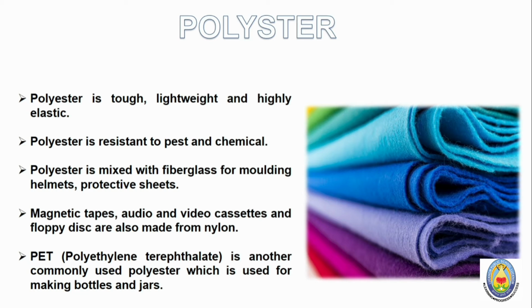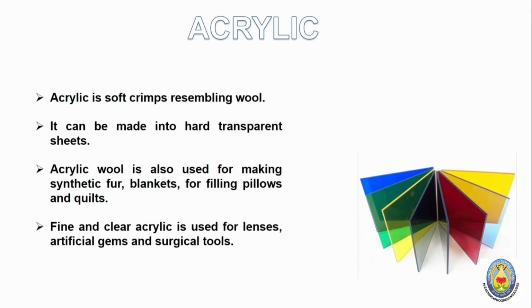Whereas terylene, when blended with cotton, produces terrycot. Polyester is used for making saris, dress materials, bedsheets, curtains, and many other products. Let's discuss the next type of synthetic fiber, that is acrylic.